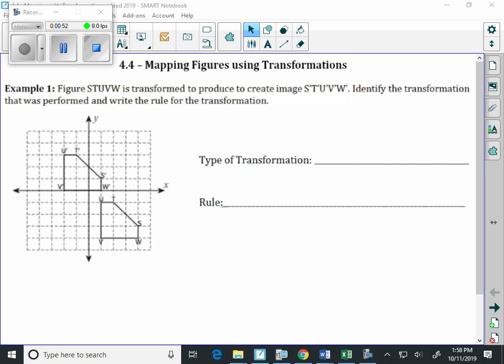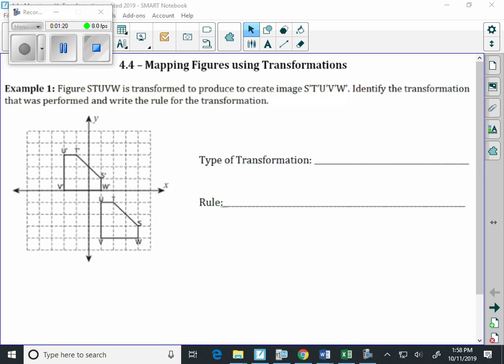And then the third type of rigid motion are our rotations, where we're turning them somehow. Oftentimes 90 degrees counterclockwise, 180 degrees counterclockwise, or 270 degrees counterclockwise. And what we're going to be given today, at least for starting, is the picture here, and we have to identify what transformation is happening.